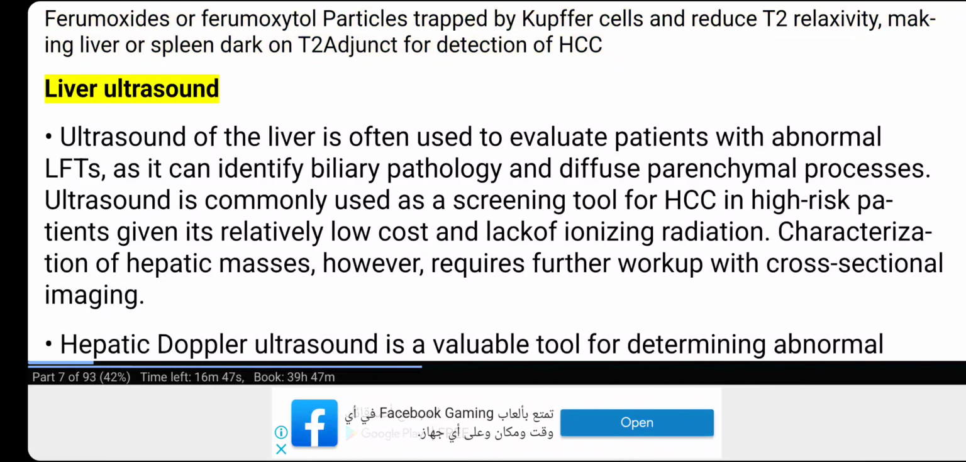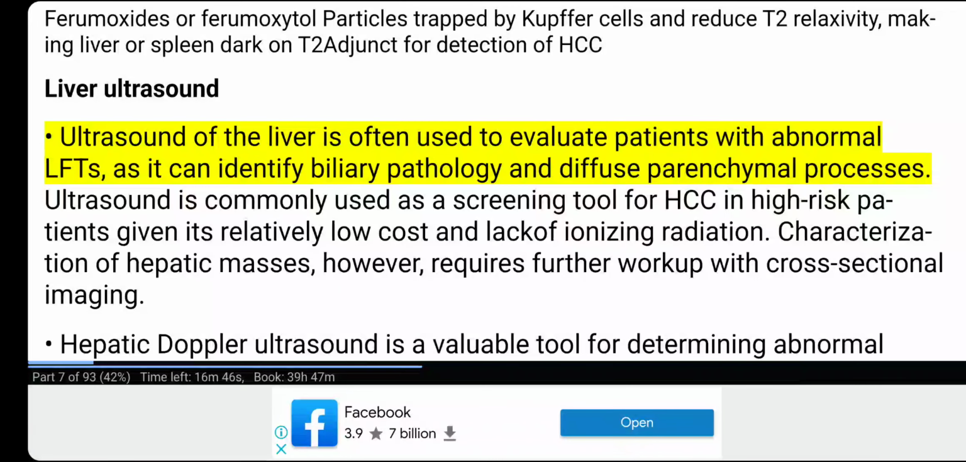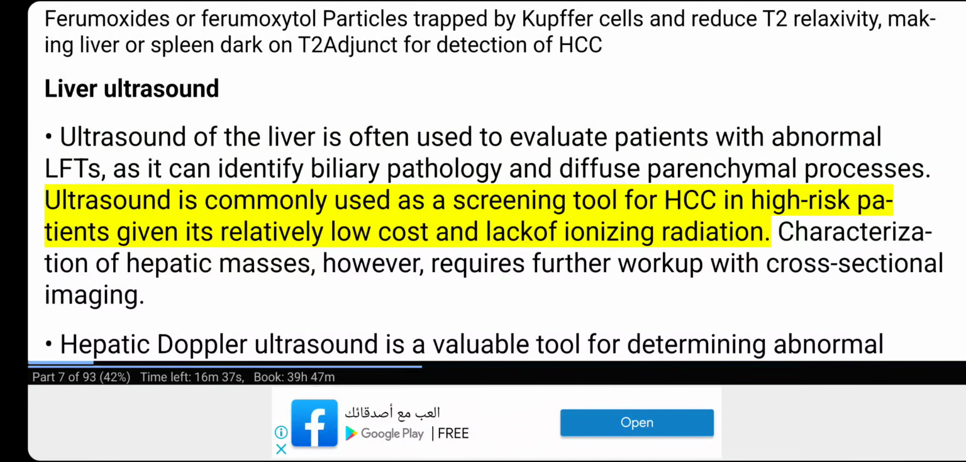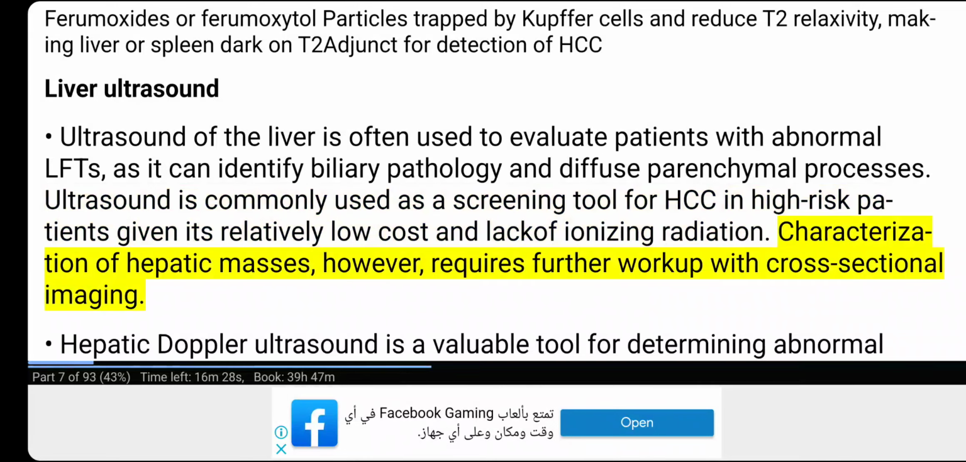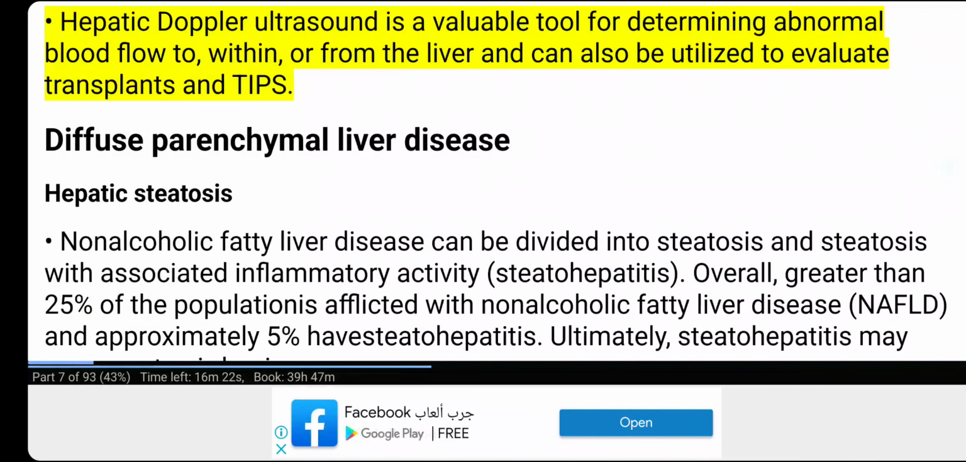Liver ultrasound. Ultrasound of the liver is often used to evaluate patients with abnormal LFTs, as it can identify biliary pathology and diffuse parenchymal processes. Ultrasound is commonly used as a screening tool for HCC in high-risk patients given its relatively low cost and lack of ionizing radiation. Characterization of hepatic masses, however, requires further workup with cross-sectional imaging. Hepatic Doppler ultrasound is a valuable tool for determining abnormal blood flow to, within, or from the liver and can also be utilized to evaluate transplants and TIPS.